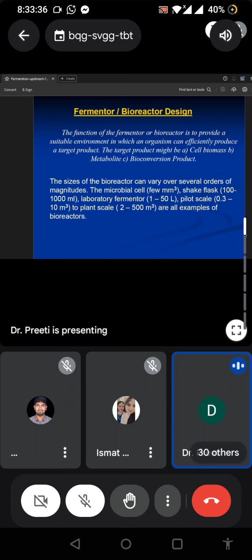That is the research part. Say shake flask, etc. You will see whether your product is coming or not. So shake flask is 100 to 1000 ml, around 1 liter a flask. Then, if your product is coming properly, next you will move to laboratory fermenter.